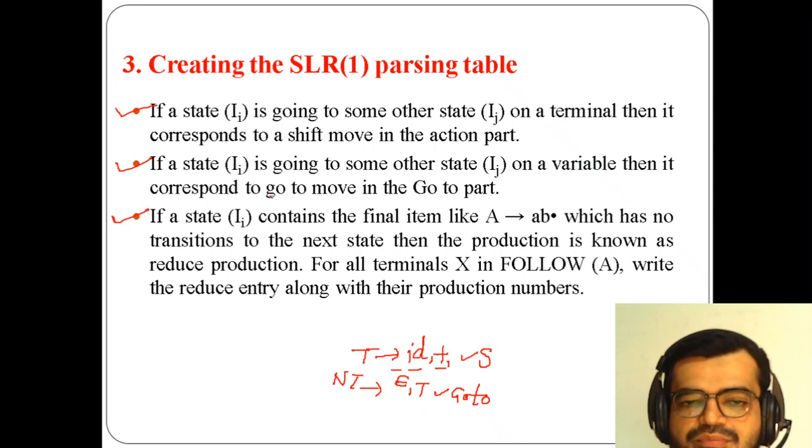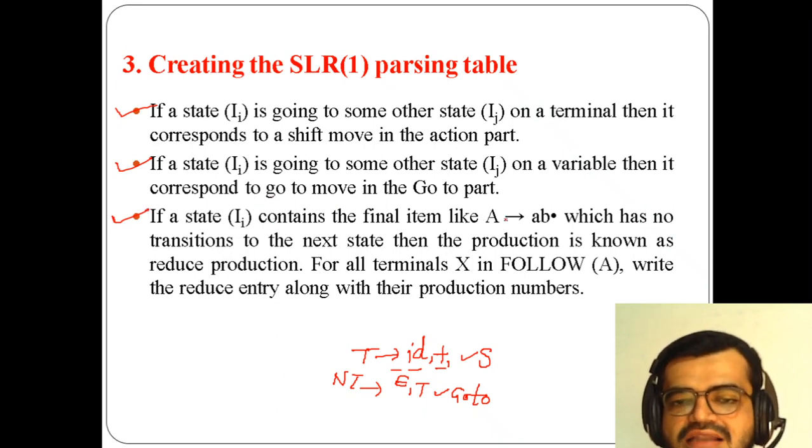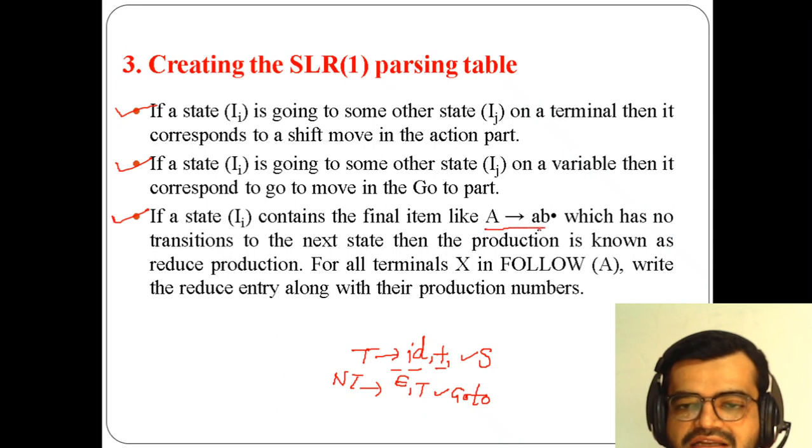What is that? The third step always looks for the final item, such as this, which is an example of a final item. How can you say that it is a final item? Because after the dot there is nothing, no terminal and no non-terminal. That's why this is the final item. So whenever the state goes with a final item, which has no transition to the next state, you use it for the reduce production.